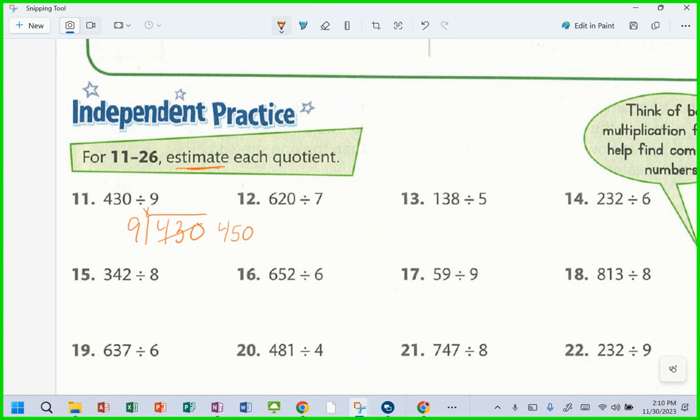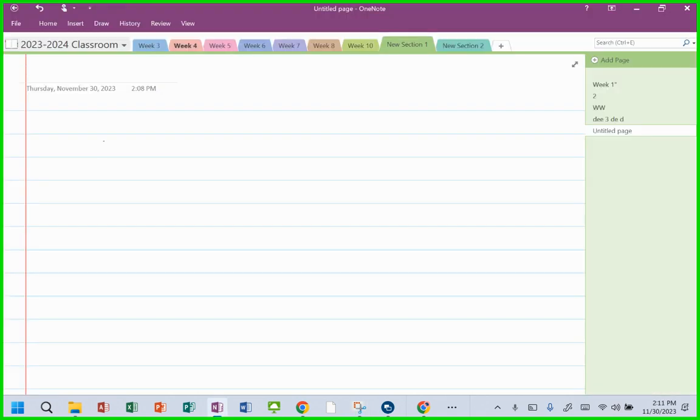Now, let's see what that estimates out to. So, this is how I want your math to look when you show your work, and you could do this in your math notebook. 450 divided by 9. Well, we know that 9 goes into 45 5 times. So we multiply 5 times 9 is 45.